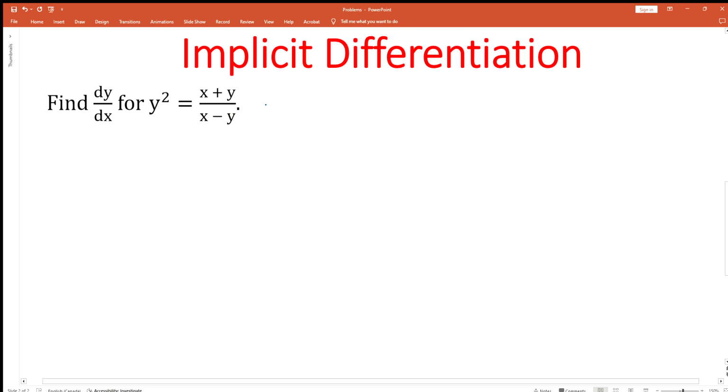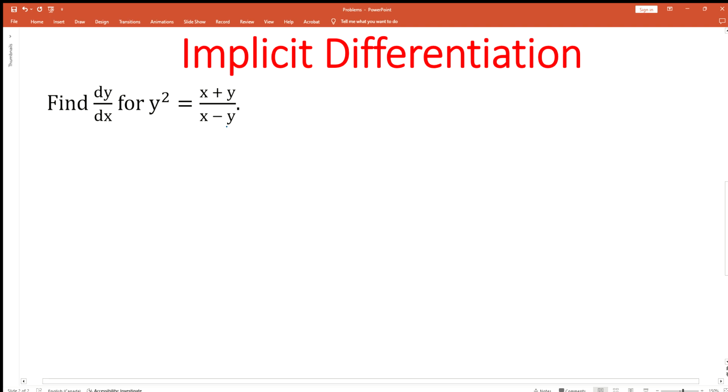In this video, we'll use implicit differentiation to find dy over dx for the equation y squared equals (x plus y) over (x minus y). We have to use implicit differentiation for this equation because we cannot isolate y in this equation. This is a very important concept we need to understand and memorize.